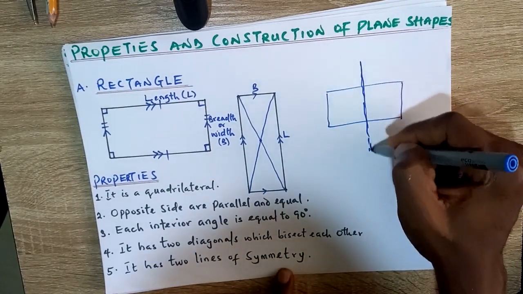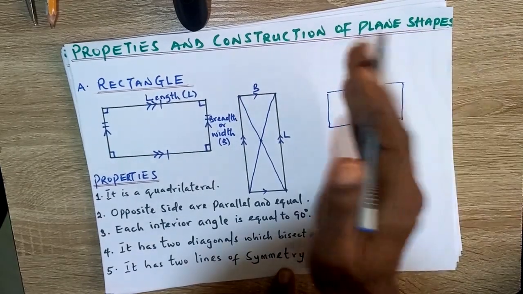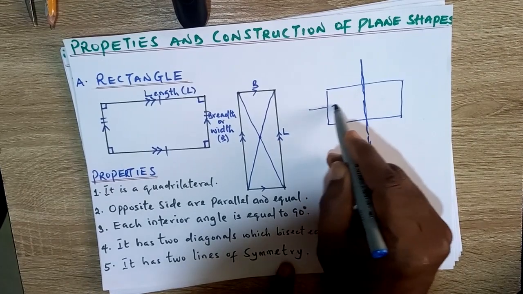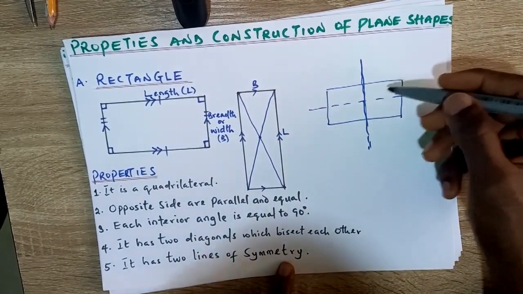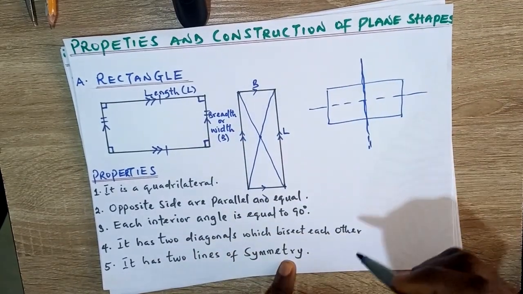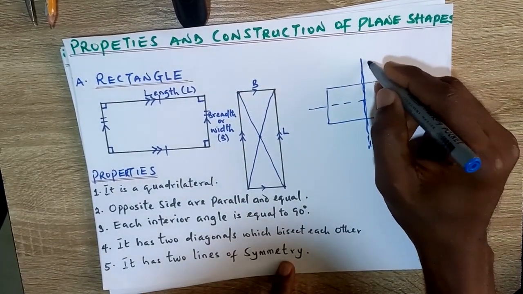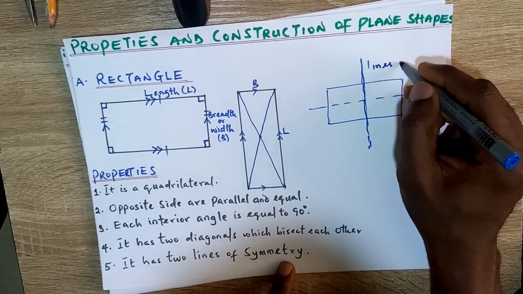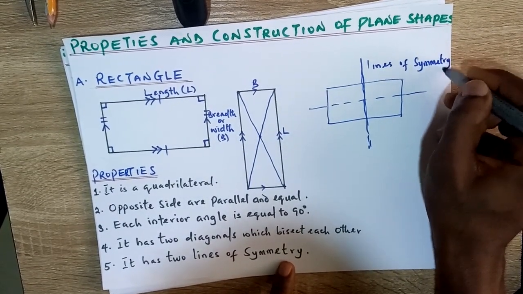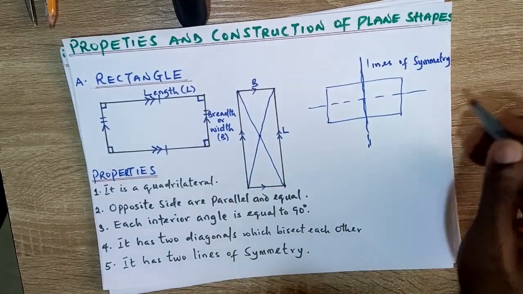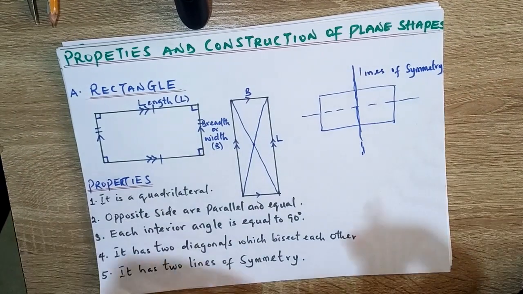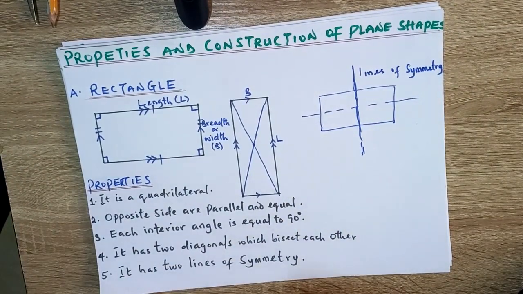the rectangle vertically, we have exactly the same shape on both sides. And if we decide to divide horizontally, we'll have exactly the same shape at the top and exactly the same at the bottom. So these are the lines of symmetry. So a rectangle has two lines of symmetry. Okay, so let's discuss the construction of rectangles.